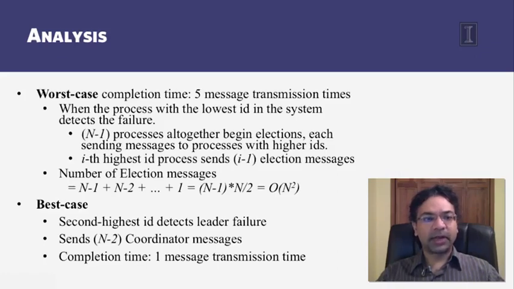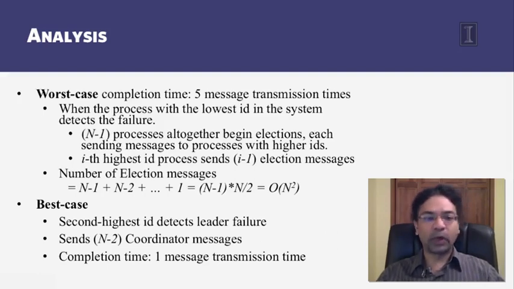That determines the timeout. What about the number of messages that are sent during this worst case? The worst case happens when the process with the lowest ID in the system detects a failure. It sends election messages to all its higher ID processes, and all the n-1 processes in the system start an election protocol by themselves. Right? So this means that the number of election messages sent out by the ith highest ID process is i-1. And so you have a total number of election messages in the system that is equal to n-1 plus n-2 plus so on and so forth, all the way plus 1.